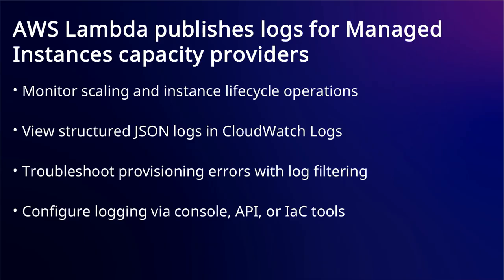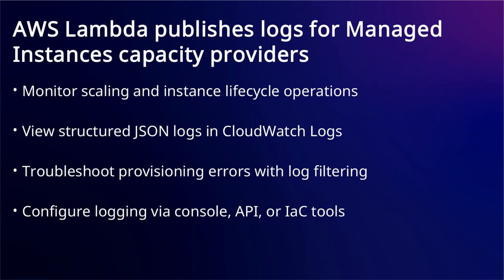When you run Lambda functions on EC2 instances through Lambda managed instances, you need visibility into how capacity providers scale and manage those instances to diagnose provisioning failures and optimize performance. Lambda now automatically publishes logs for LMI capacity providers to CloudWatch logs, enabling you to monitor scaling and instance lifecycle operations. You can view structured JSON logs and CloudWatch logs that capture events like launches, terminations, and health checks.